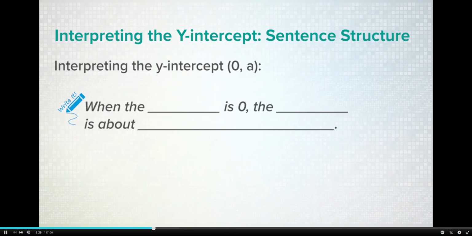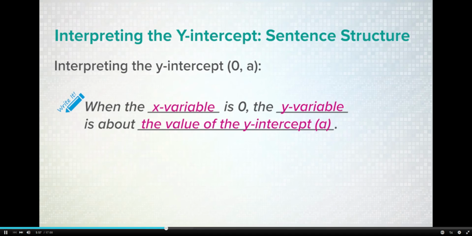So what I'd like you to do is in your notes, put this sentence frame. When the blank is 0, the blank is about blank. This is the structure that you'll see every time you want to interpret the y-intercept. What goes in the blanks? Well, when the x variable is 0, the y variable, whatever that is in words, is about a. Whatever the value is that we got for our y-intercept from our calculator.